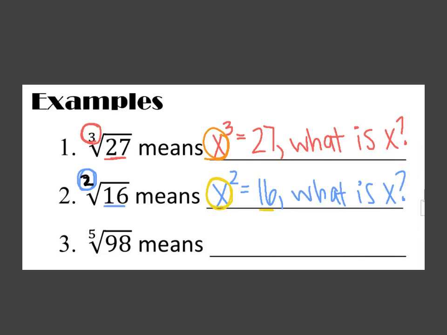If we move on, the very last example that we have, our radicand is 98. Our power is 5. So again, what this is going to mean is that I'm going to ask myself, what number raised to the 5th power made 98? And that's really what we're trying to figure out when we use radicals. We are trying to undo a power.